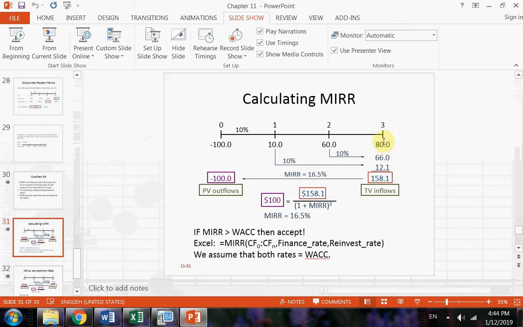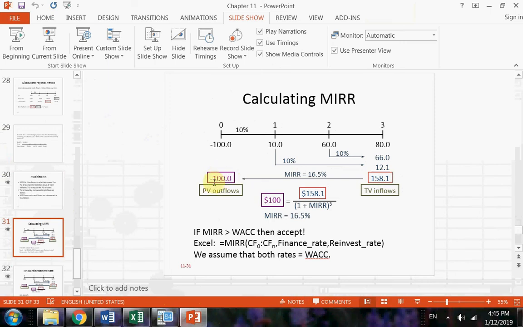And then you get this ending balance: 60 times 1 plus 10% is 66, and 10 times 1 plus 10% to the second power, you get 12.1. So you add all the cash together, you get 158.1, and that's your future value or the terminal value. So that's how much you get after 3 years of sweating work. That's how much balance you have.